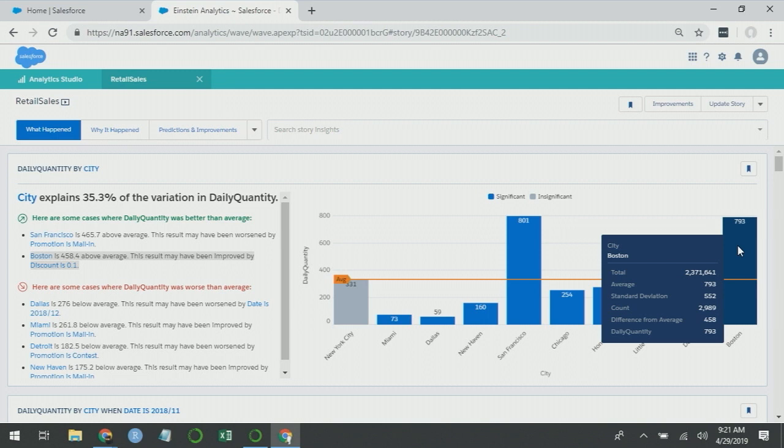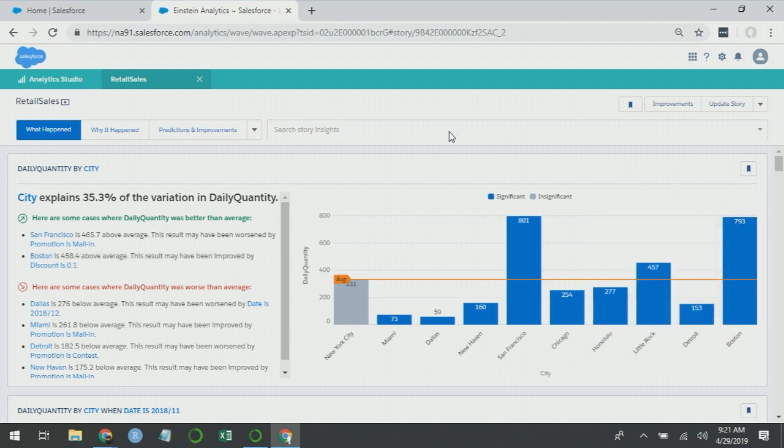So Einstein Discovery went through all of my variables. It found that city had the most predictive power, and it showed me that first. It conducted statistical tests to determine which cities performed differently than the rest, and it's also calling my attention to what we would call confounding effects. For San Francisco, mail-ins are hurting it, and for Boston, 10% discounts are helping it. So even though this is a simple bar chart, there's a lot more going on here.